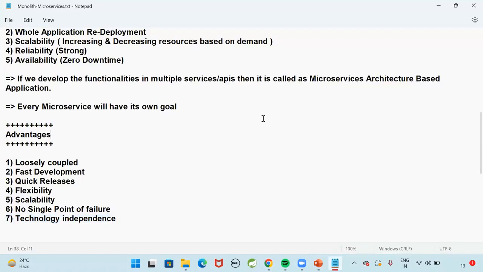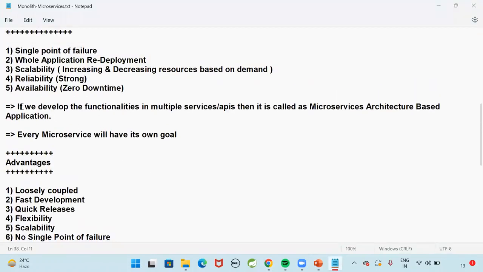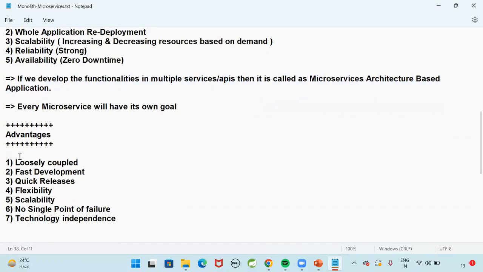What is microservices? If we develop the functionalities in multiple services, then it is called a microservices architecture based application. Instead of developing all the functionalities in one application, we will develop the functionalities as multiple services. That is called a microservices based application. Every microservice will have its own goal, and the services will be loosely coupled.